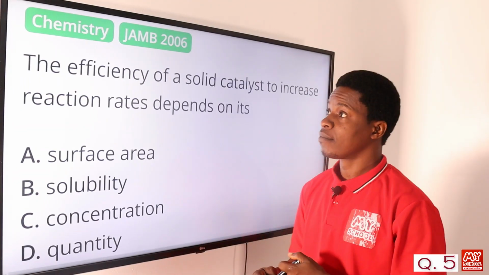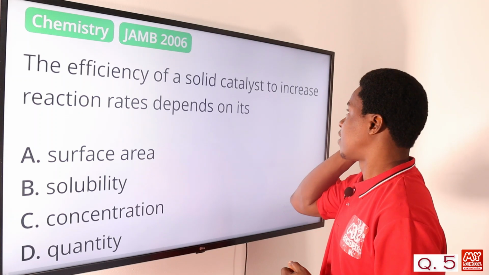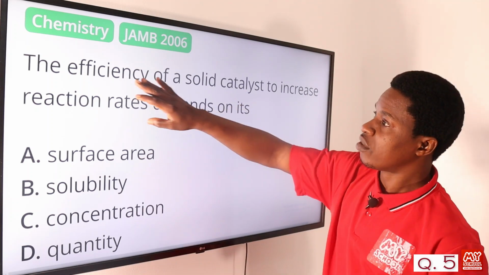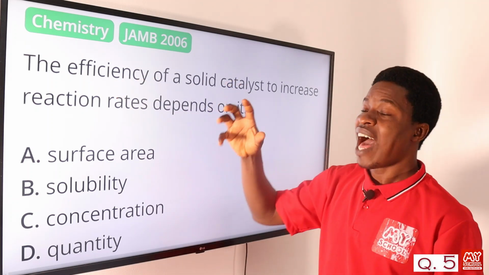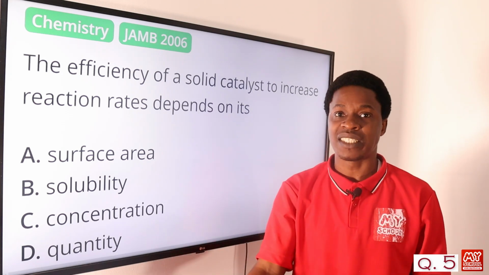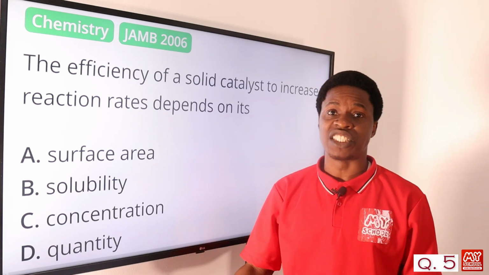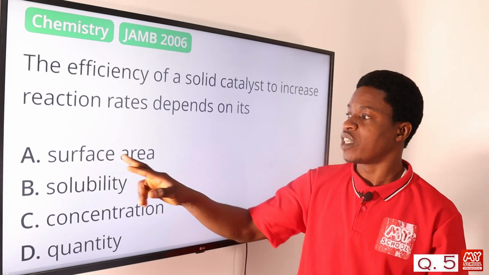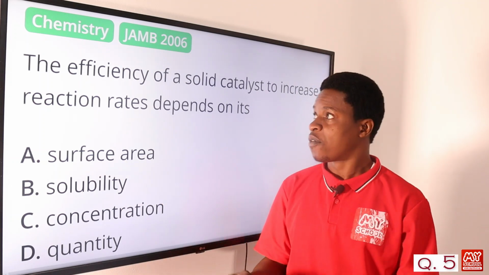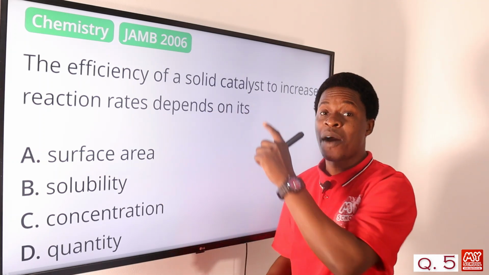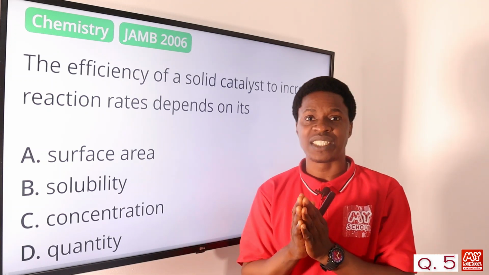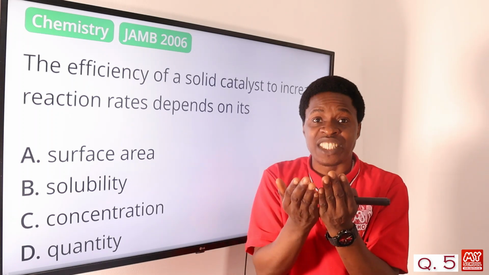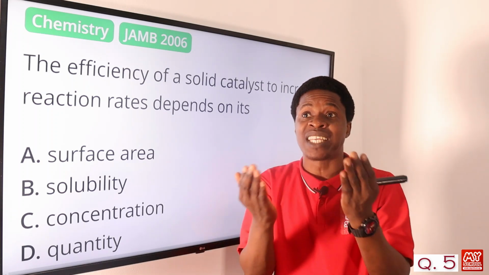Question 5. The efficiency of a solid catalyst to increase reaction rates depends on its what? When we talk about the efficiency of a solid catalyst, how efficient, how reactive can that solid catalyst be if it is undergoing a chemical reaction? Option A says surface area. Now, when we talk about surface area, of course, we are talking about the solid catalyst. Surface area has to do with the part of the solid catalyst that is exposed, that is open to reaction, to substances that are reacting.